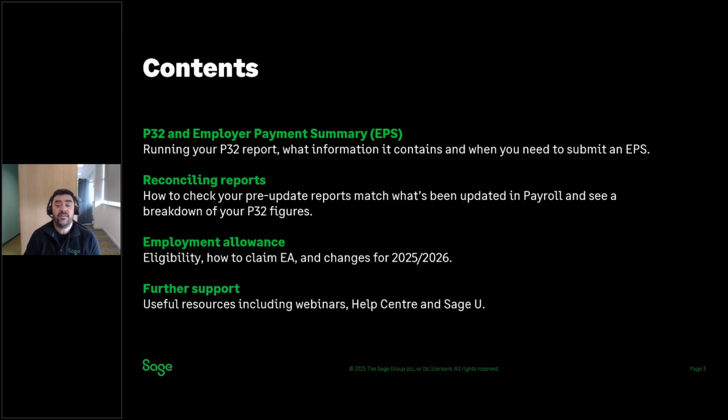figures on your P32. And we're going to finish the session with a section on employment allowance, explaining the eligibility for the allowance and how that's changed moving into this new tax year, and how you can claim employment allowance in just a few clicks within your Sage 50 payroll software. And as always, we'll finish with your links to further support. So it includes useful resources such as other webinars, our Help Centre, and Sage University.